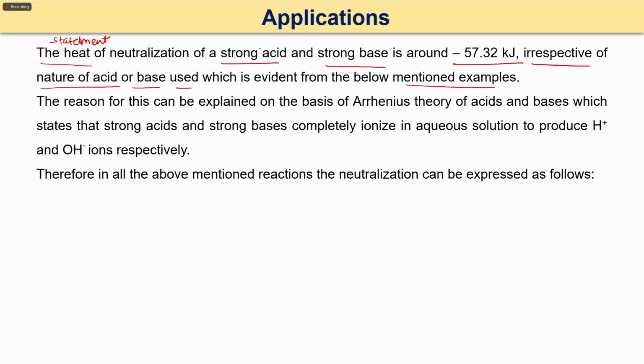Okay, so let us say you are taking a strong acid and you are neutralizing it with a strong base. In that case, the heat of neutralization will be minus 57.32 kilojoule, irrespective of the nature of acid or base you are using. So this is very important. Let us see how.